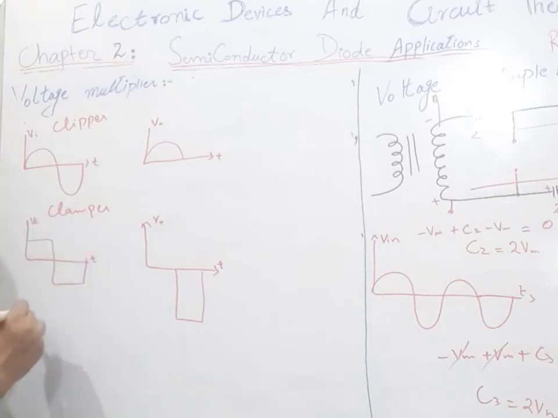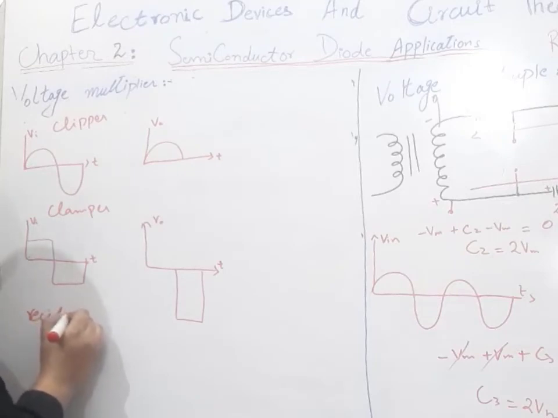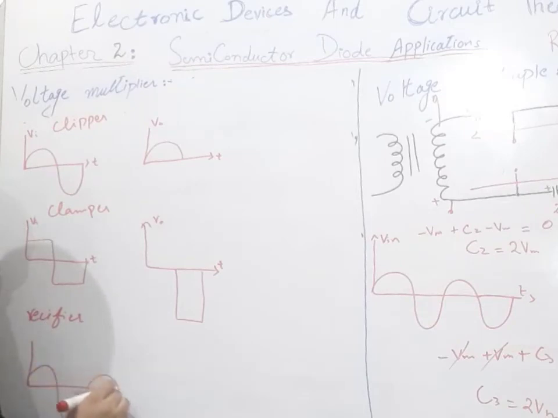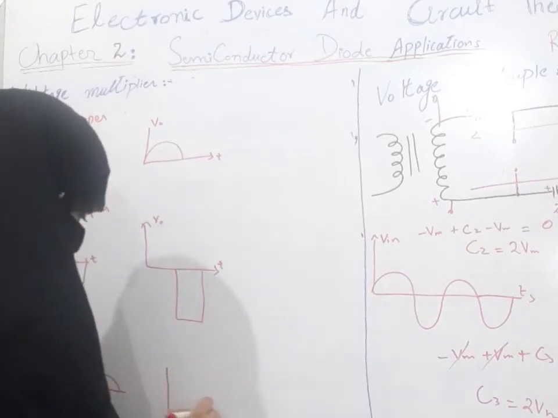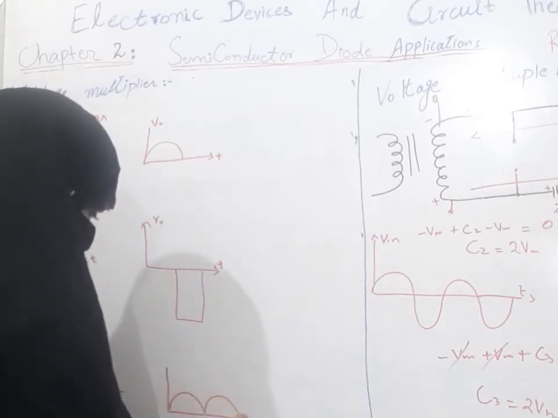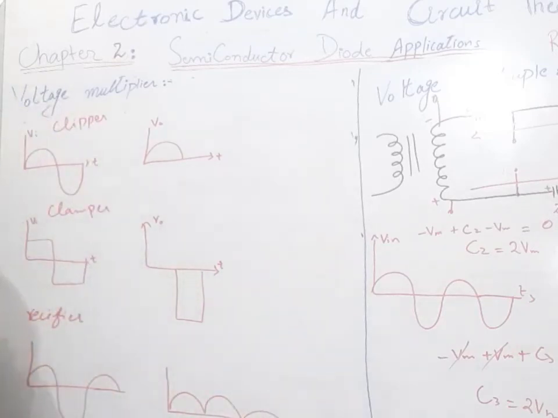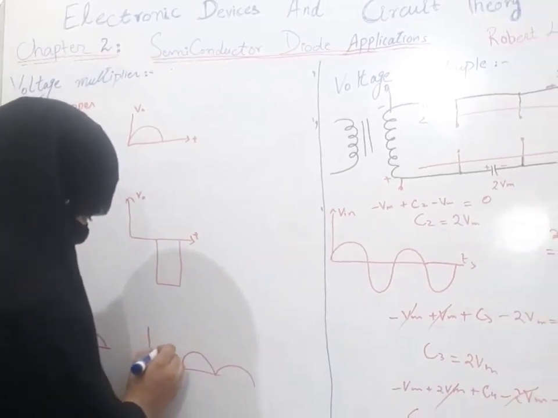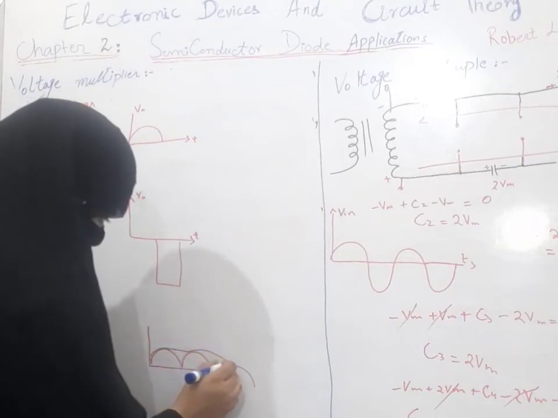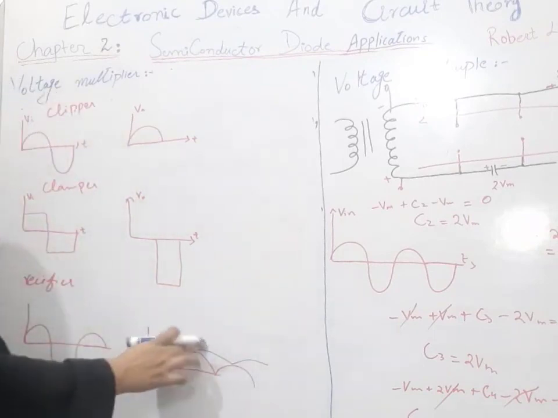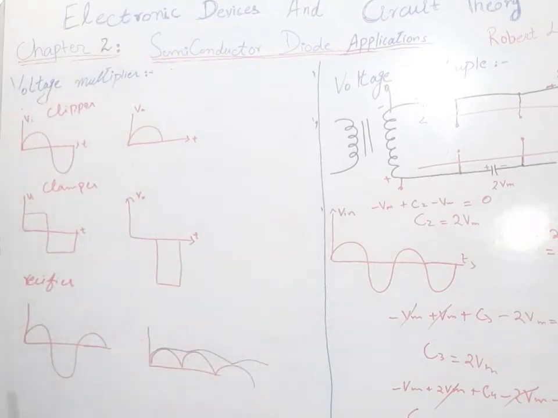Now the rectifier circuit. For the rectifier we have the input like this and our output will be like this. For the full wave rectifier, we will have the output like this. We will convert the AC into DC, so this blue line shows the DC signal.